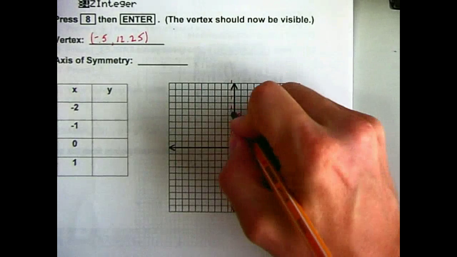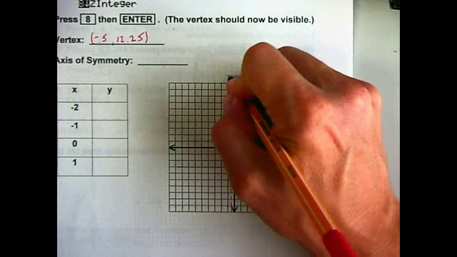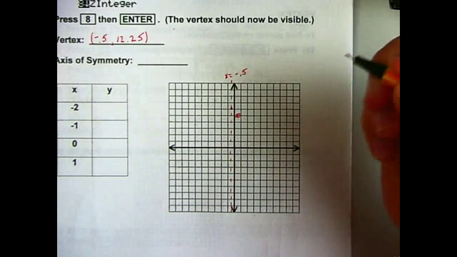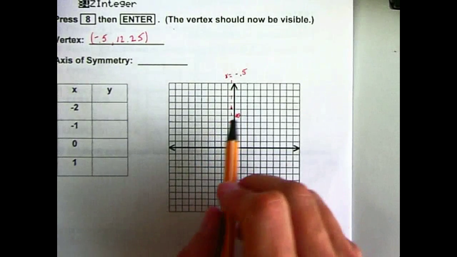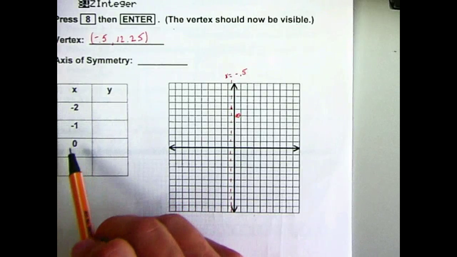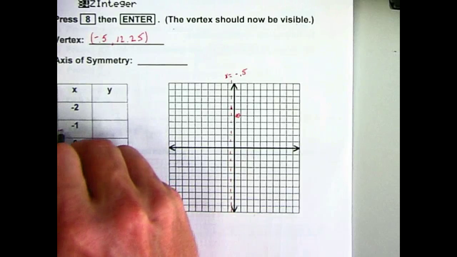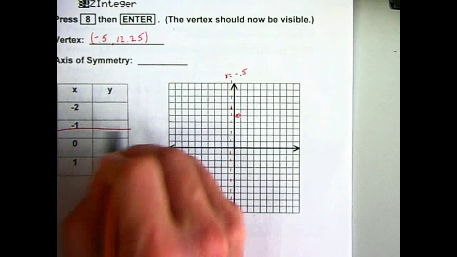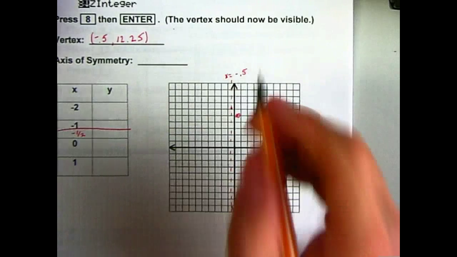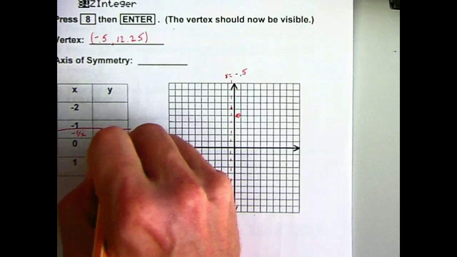Okay, so we've got our vertex here, and our axis of symmetry goes through there. That's the line x is equal to negative 0.5, or negative a half. Now let's see what we've got on our table here. They've given us negative 2, negative 1, 0, and 1, because somewhere in here, if we make another little box, we've got negative 1/2 and 12.25.